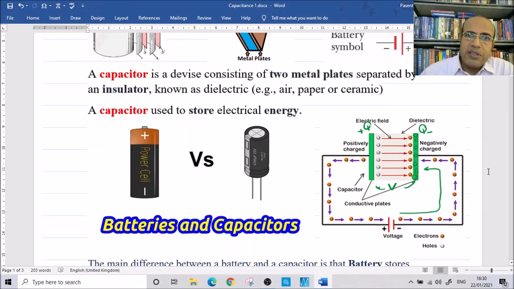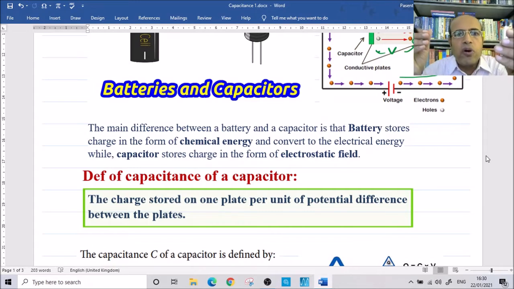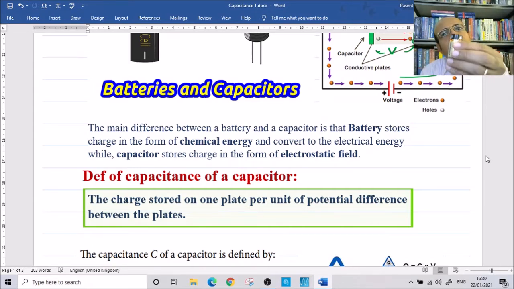So, what is the difference between battery and capacitor? The main difference between battery and capacitor is that the battery stores charge in the form of chemical energy and converts it to electrical energy, while the capacitor stores charge in the form of an electrostatic field.